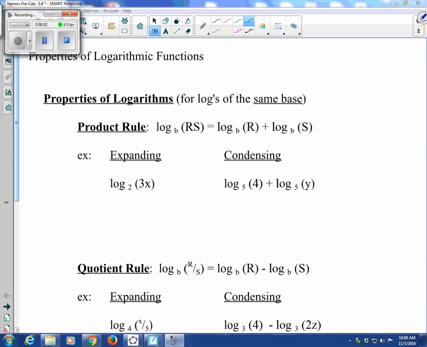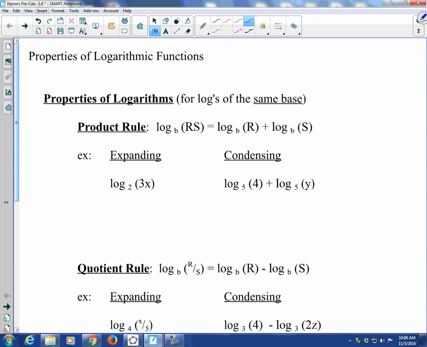Alright guys, so this is our video introducing the properties of logarithms, and in this video we're going to talk a little bit about what the properties of logarithms are and how we would use them. We're going to go into a deeper explanation of how we get the properties of logarithms in class, but for right now what we want to do is just get good at using the properties of logarithms.